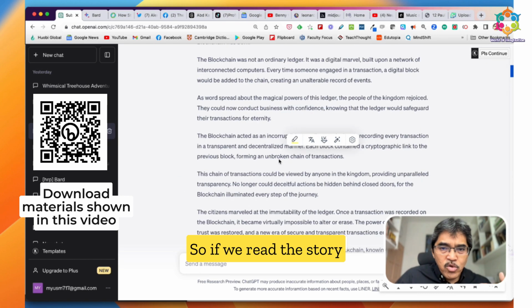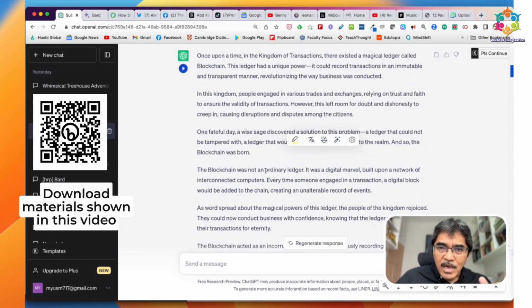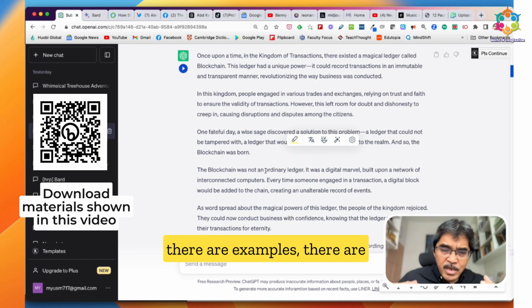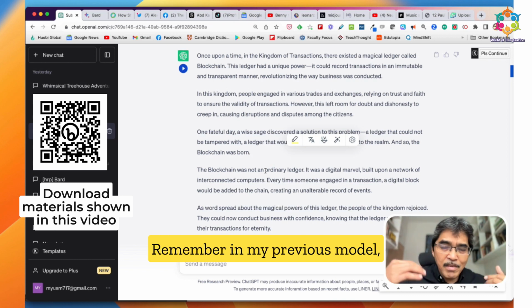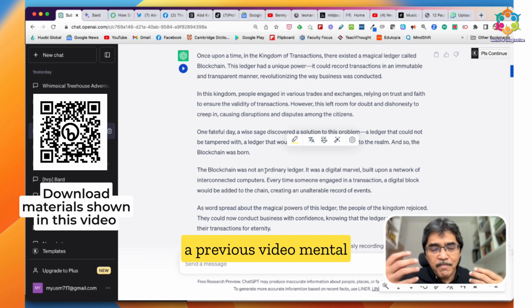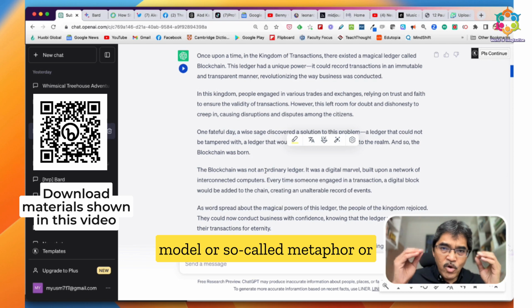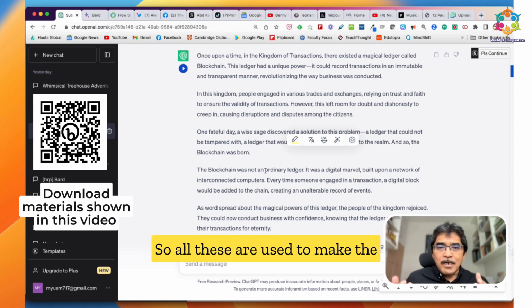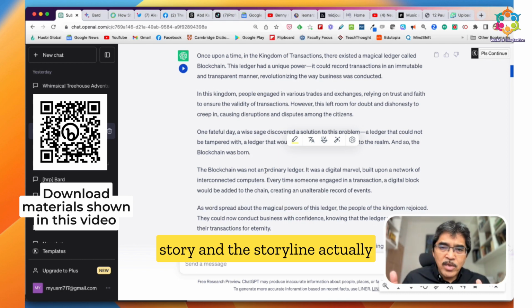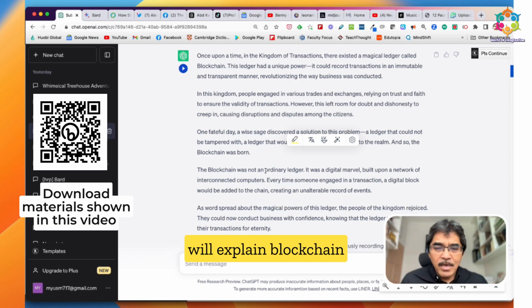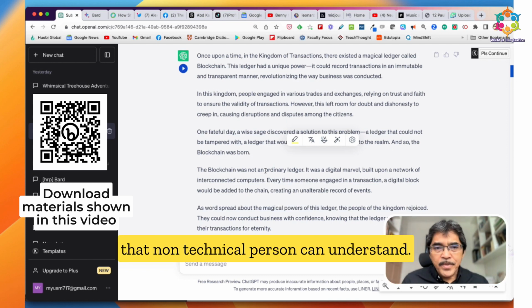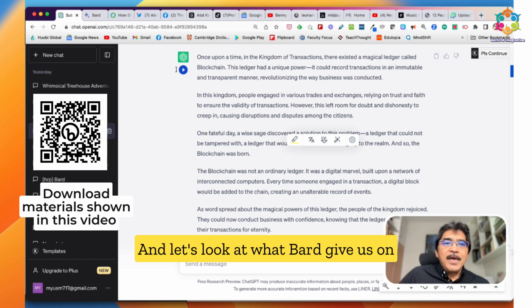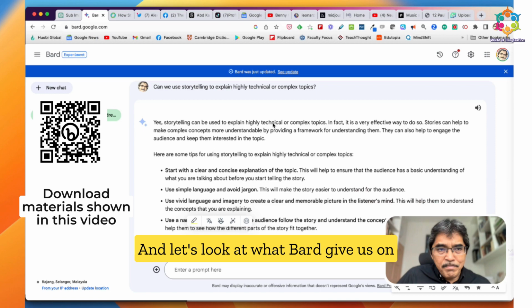If we read the story, actually in the story there are examples, there are so-called mental models. Remember in my previous video, mental models, or so-called metaphors or analogies, characters. So all these are used to make the story, and the storyline will actually explain blockchain in a way that a non-technical person can understand. Okay, and let's look at what Bard gives us on this one.